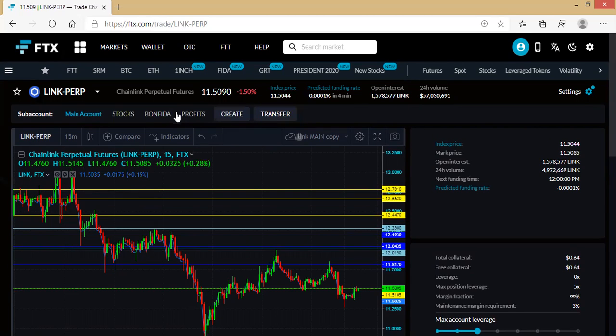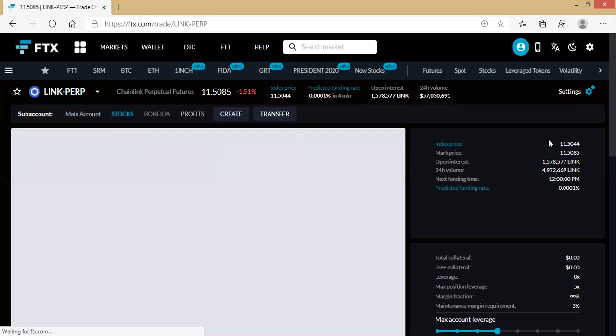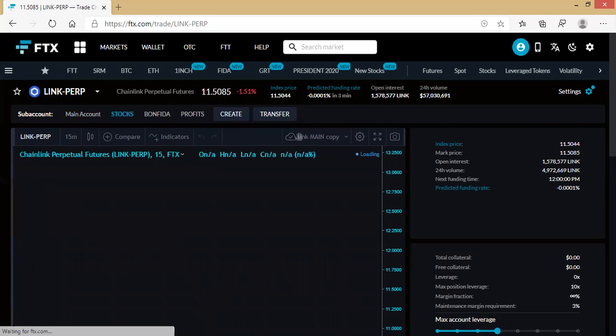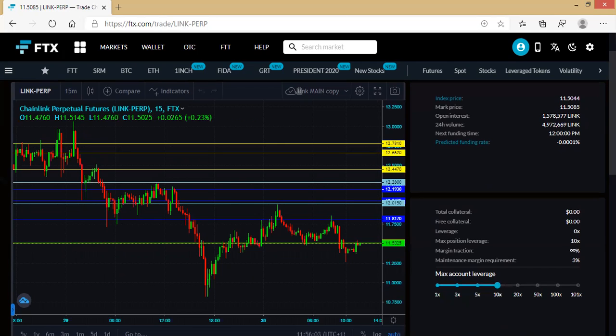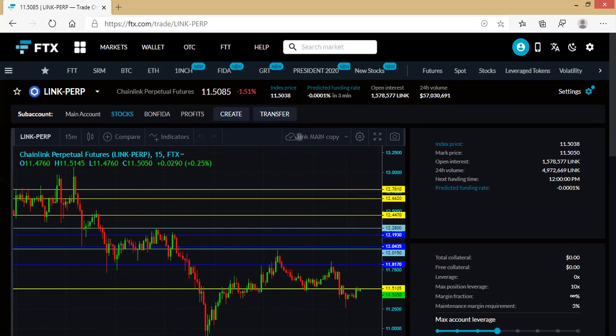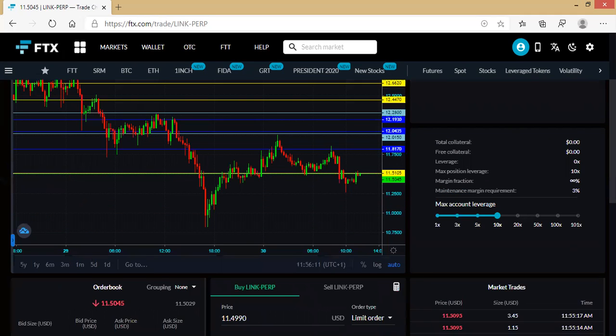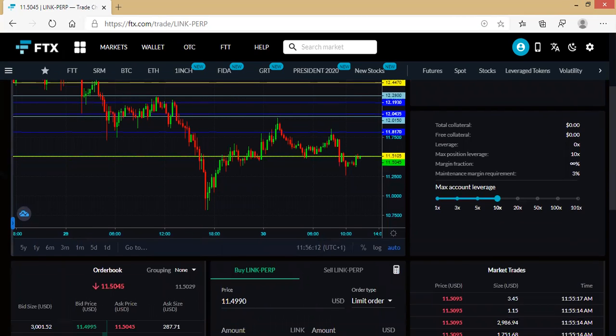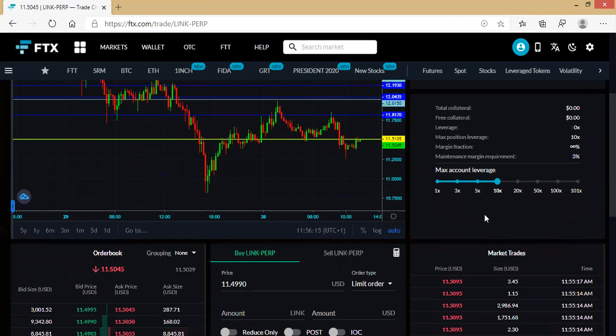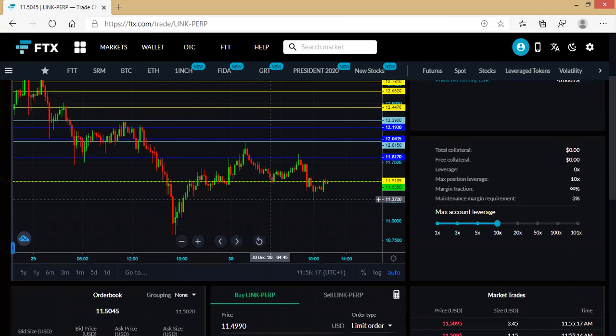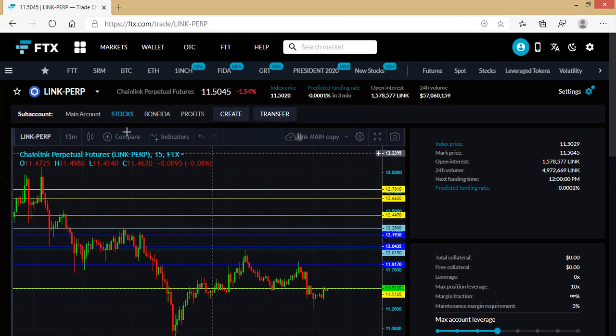Let me try using my stocks account. If I'm using stocks now, I see this analysis here, it will still be there. The analysis I did on LINK some time ago will still be there for me. Let's try to put a trade, and also look at the other section of the trade too. Okay, there's no money here, let me try using this.